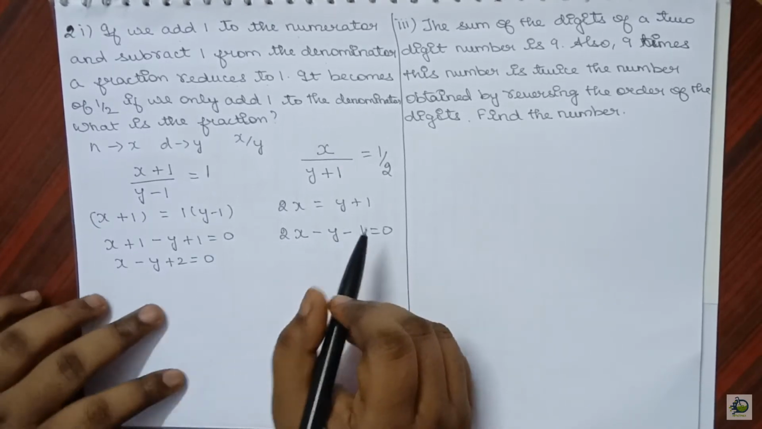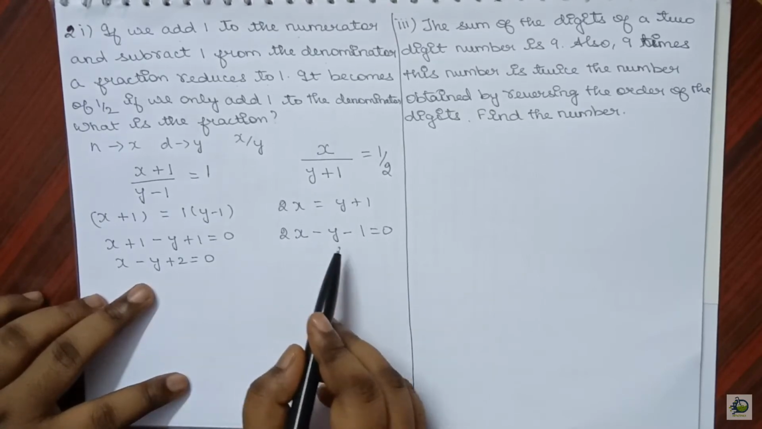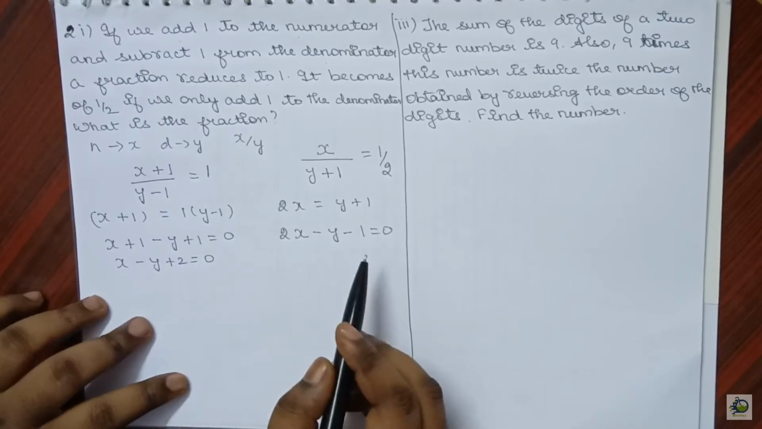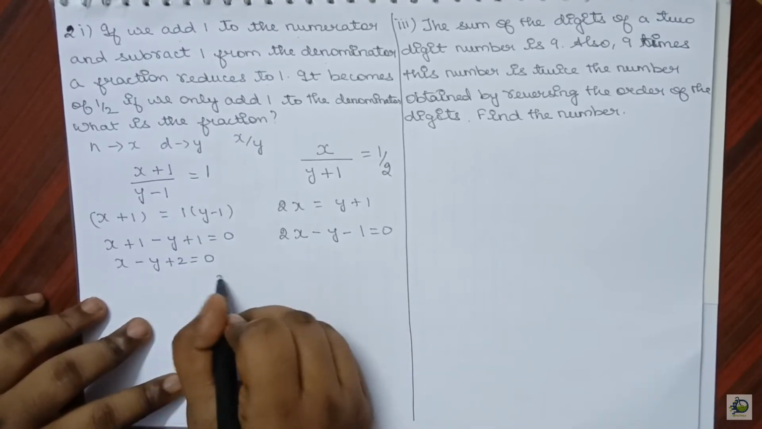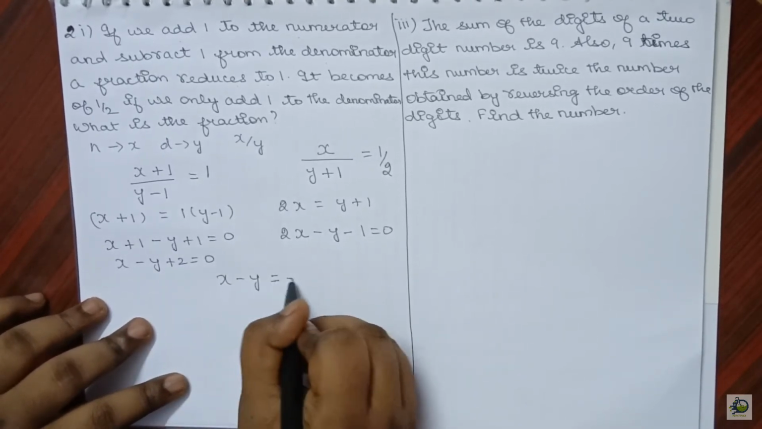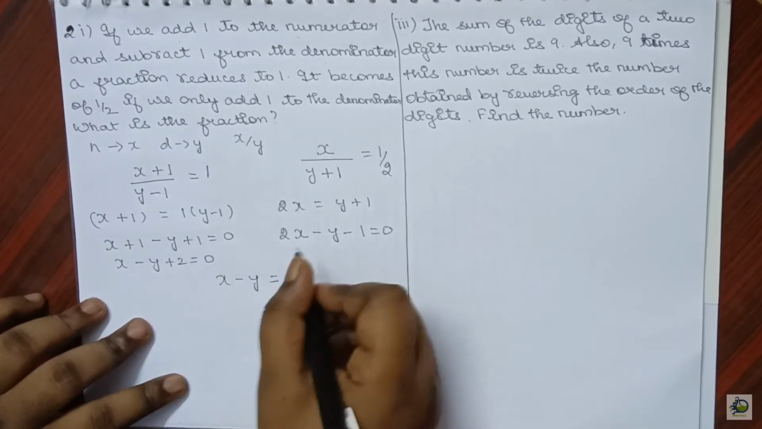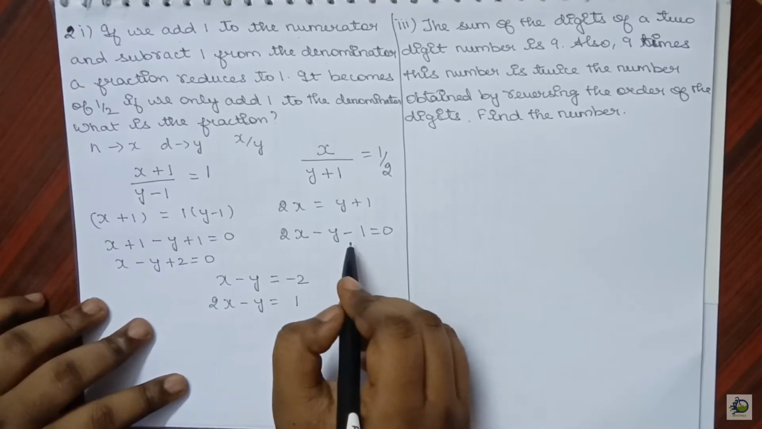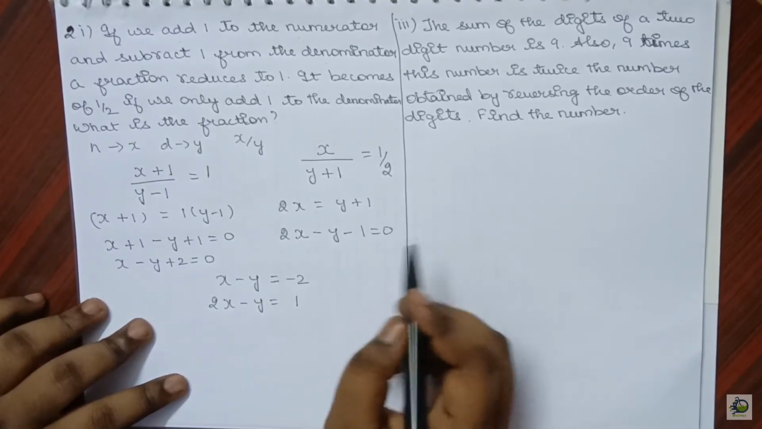Here we can see that the coefficient of y and y are similar. So we don't need to multiply or divide anything. We can directly subtract both these equations. So x minus y is equal to minus 2 if I bring this to that side. And here I am having 2x minus y is equal to 1. So when this minus 1 goes to that side, it becomes plus 1.